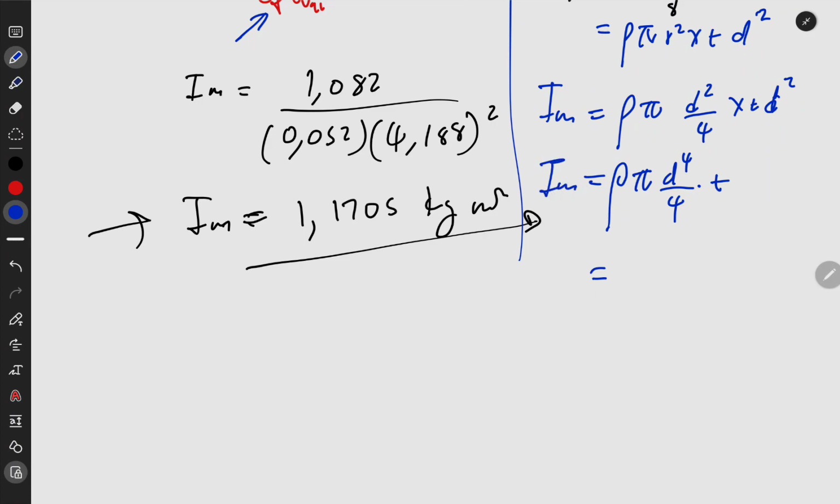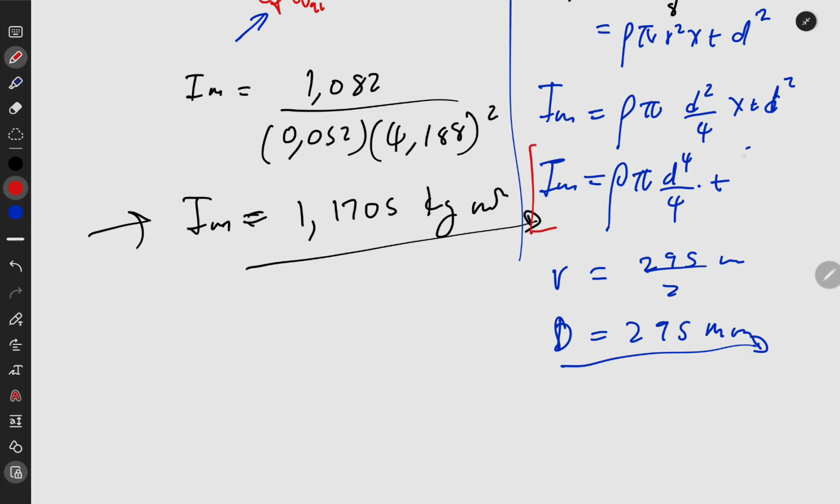So I already know IM here. After doing proper substitution, you'll get your radius to be 295 all over 2. These are in mm. Then your d is just 295 mm. So you can test yourself here, do some proper substitution. I won't make the video longer than it already is, and you should get the same answer as this one. Thank you.